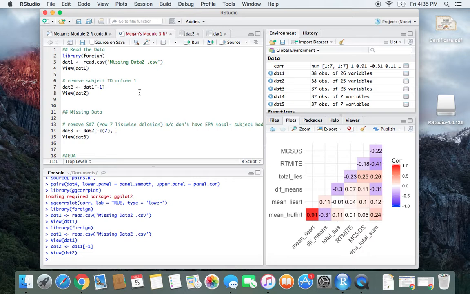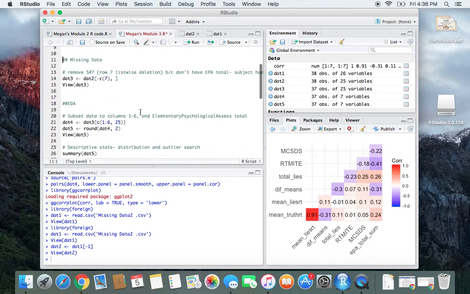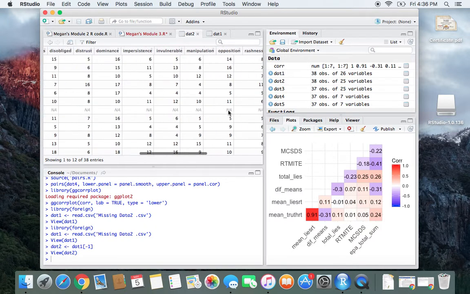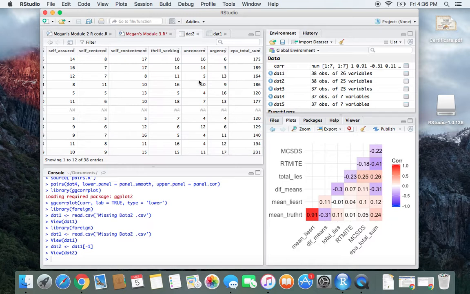So for this module, I'm going to focus on treating missing data because it's already there, and this data was actually awesome because, as you can see, there already was one participant who completed the dice lying task and the first two scales, but then none of the EPA. So we have no total score for them. This is really due to the fact that the participant just randomly had to leave the experiment. They were just unable to finish unexpectedly.